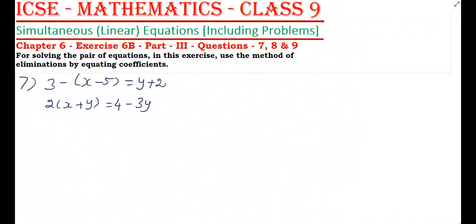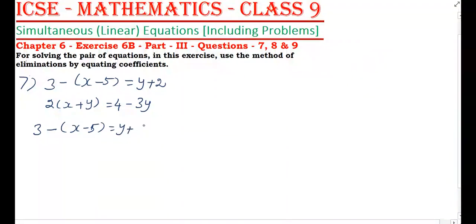3 minus x minus 5 equal to y plus 2. 2 into x plus y equal to 4 minus 3y. So we can take the first equation. It's 3 minus x minus 5 equal to y plus 2.